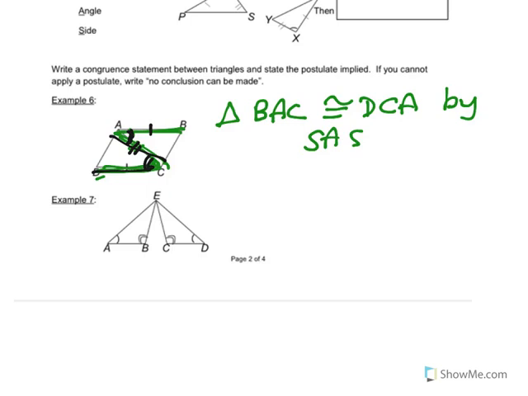I want you to try example 7 yourself. Hit pause and decide what kind of conclusion can be made.